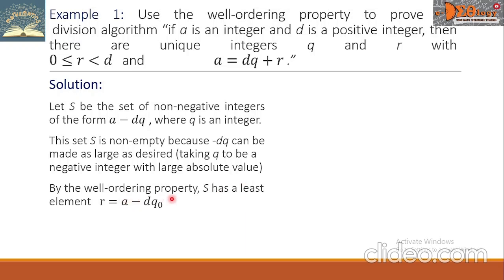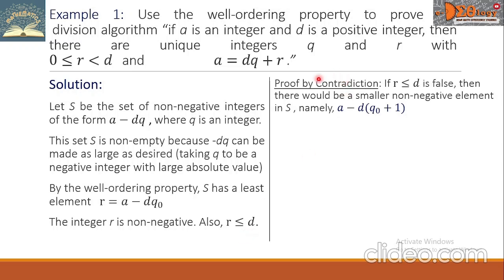By the well-ordering property, capital S has a least element, and that is r equals a minus d times q sub 0. We assign now a specific value for this q, and that is the q sub 0 for the least element, and that is r. Take note that the integer r is non-negative. Also, r is less than or equal to d.